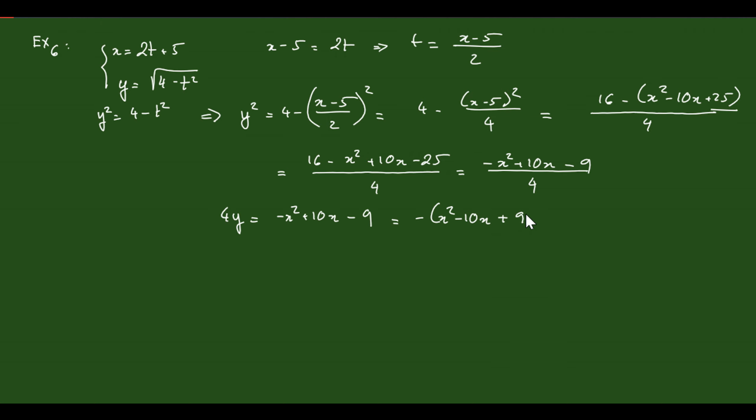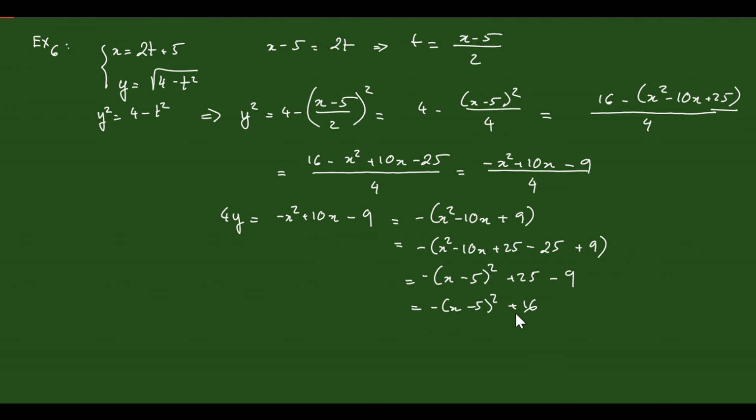Plus 9, right? Okay. Then I complete the square. 10x divided by 2 is 5, squared is 25, right? Plus 25 minus 25 plus 9, right? Okay, so you will have (x minus 5) squared plus 25, and distribute the minus in, minus 9, so you will have negative (x minus 5) squared plus 16, right?